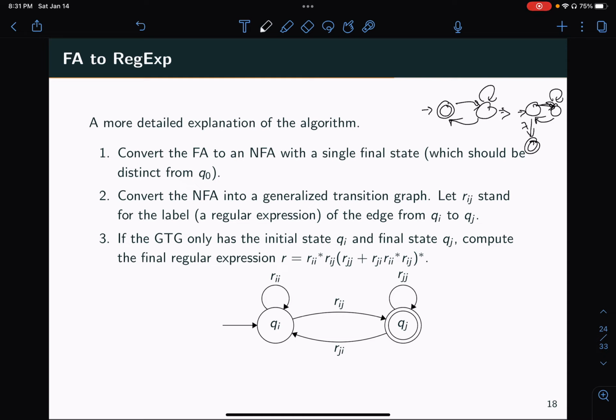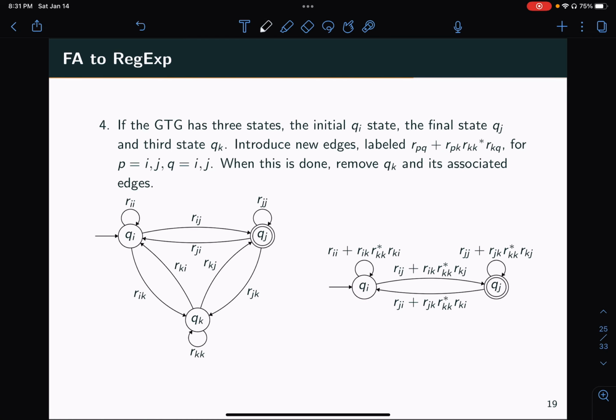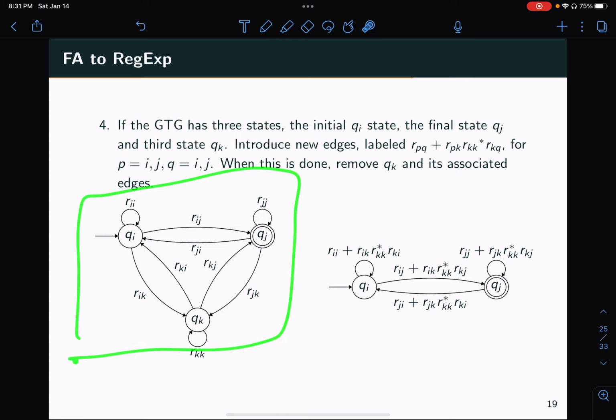So like I said before, the goal is to get to a GTG that looks like this. If you don't have this, then you have to start removing states. Okay. So how do you remove states? Essentially, you need to take out all states that are not the initial state and the final state. So for instance, here I have Qi, Qj, Qk. I want to remove Qk, but I want to keep all of the information from this graph. I want to preserve that information when I convert it to this smaller graph.